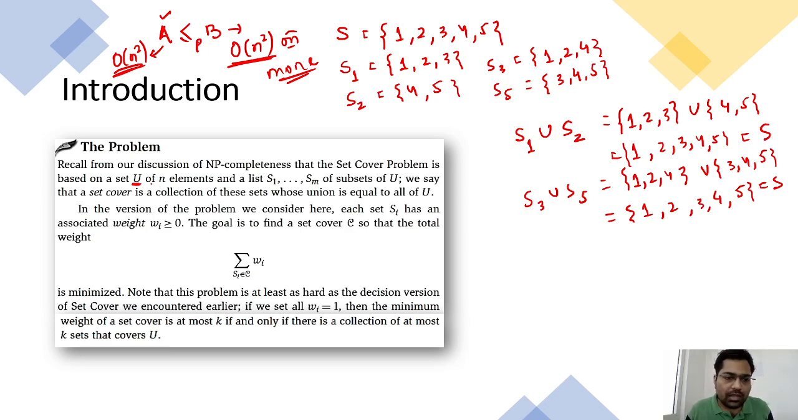So here U is a set which has n number of elements, and capital S1 up to Sm are the subsets. Clear? The m subsets S1, S2 up to Sm are there within the U, which is the universal set.